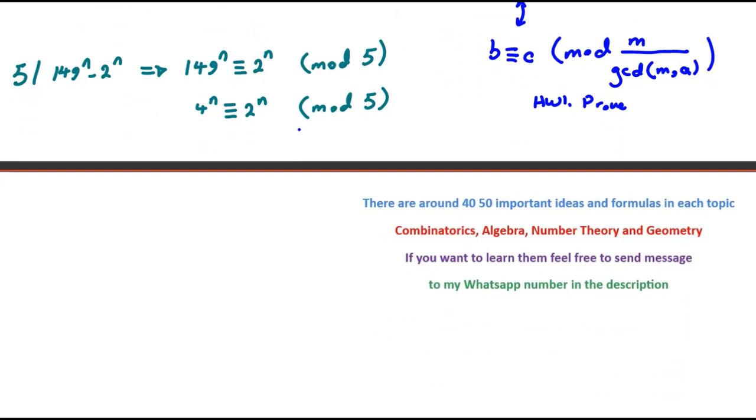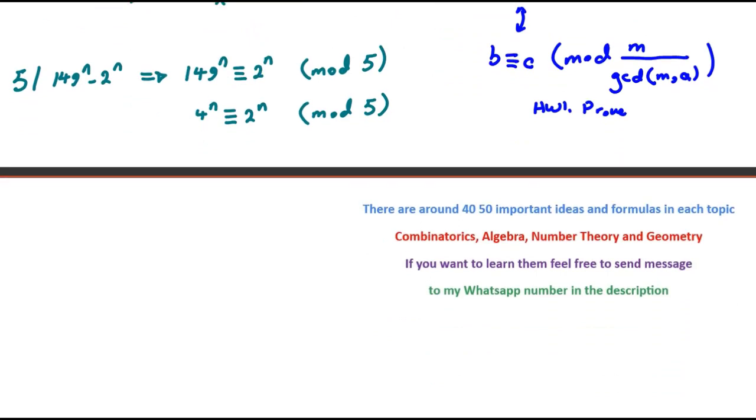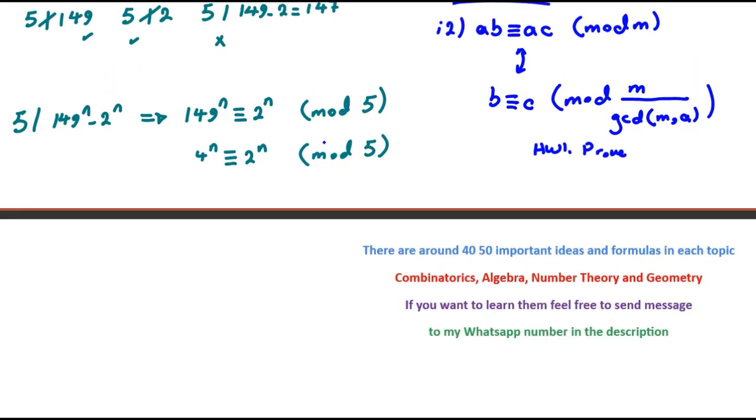Now let's divide both sides here by 2 to the n and use this idea. If you divide both sides by 2 to the n, then we can say 2 to the n is congruent to 1 mod 5 over GCD of 5 and 2 to the n. Because 5 is an odd number, GCD of 5 and 2 to the n is 1. So it will be mod 5. Now I want to see for which n we have this.